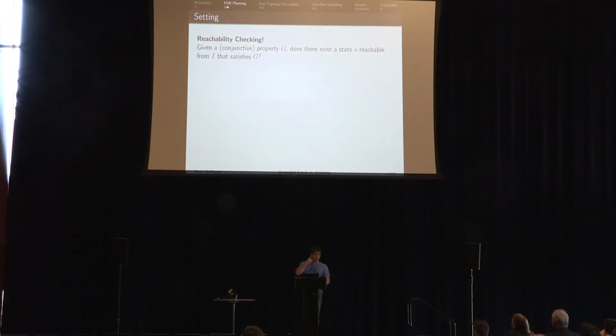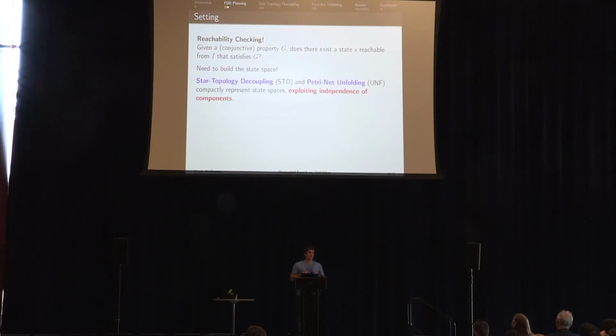As I said, we're talking about reachability checking, where given the conjunctive property G, we want to know if there exists a state S that's reachable from the initial state that satisfies this property. To do so, we build the entire state space. And what's really the interesting fact is that both Star-Topology decoupling and Petri net unfolding are methods that can significantly, actually exponentially, reduce the representation size of your state space, both by exploiting independence of components in your planning problem.